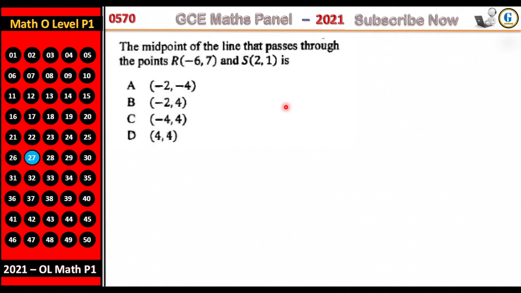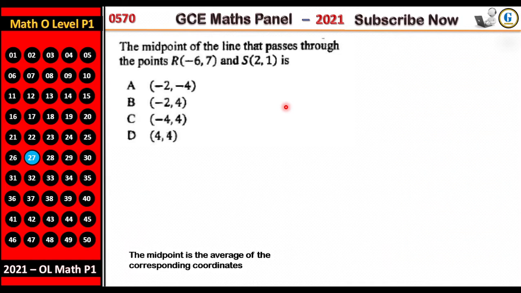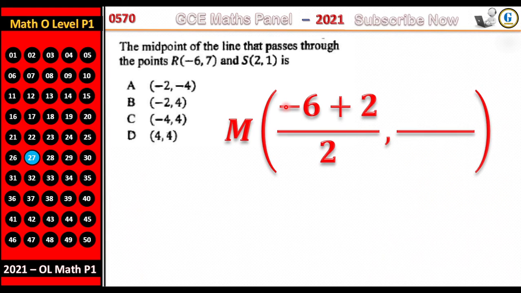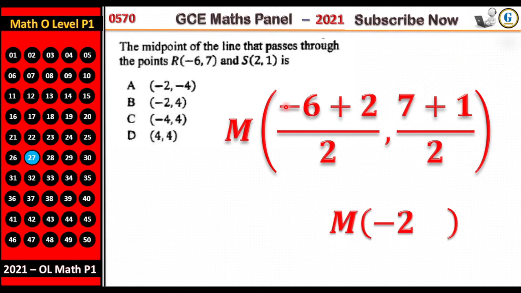The midpoint of the line that passes through the points is the average of the corresponding entries. Take the average of the x values, and the average of the y values. So the midpoint is given by (-6 plus 2) on 2, comma (7 plus 1) on 2. When we simplify that, we have the midpoint as (-2, 4).